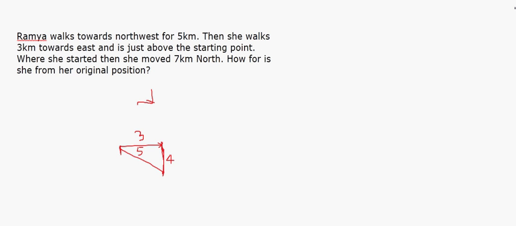Where she starts moving 7 kilometers north. Now here, from here she starts moving 7 kilometers north, right? How far is she from the original position? She is 7 plus 4, which is 11 kilometers from the original position. So just try to make charts like this with the arrows so that you understand the direction of movement and you would be able to solve these kind of questions, right?